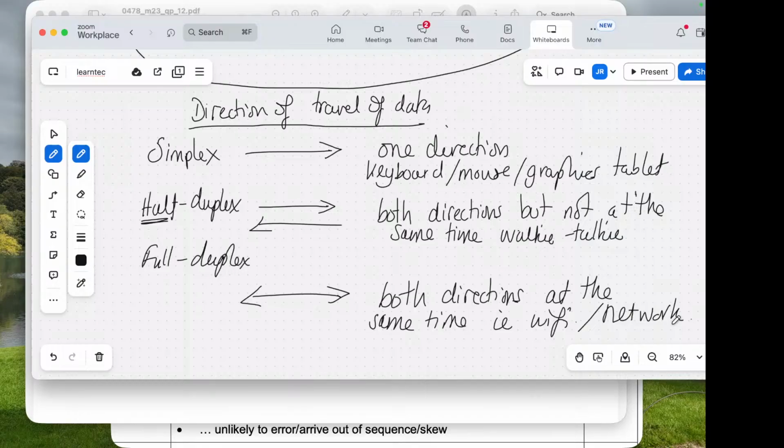So yeah, it's different to the serial parallel. Don't get them mixed up. It is easy to, but obviously you can mix them together. You can have serial simplex. You can have parallel full duplex, but they are different things. One's describing the physical way, and the other one is describing the direction of travel.